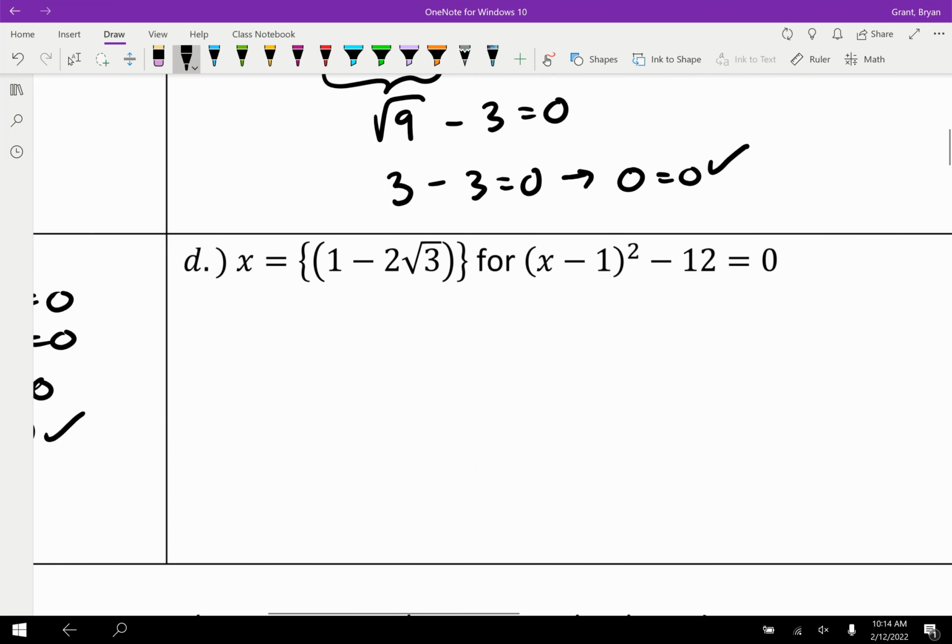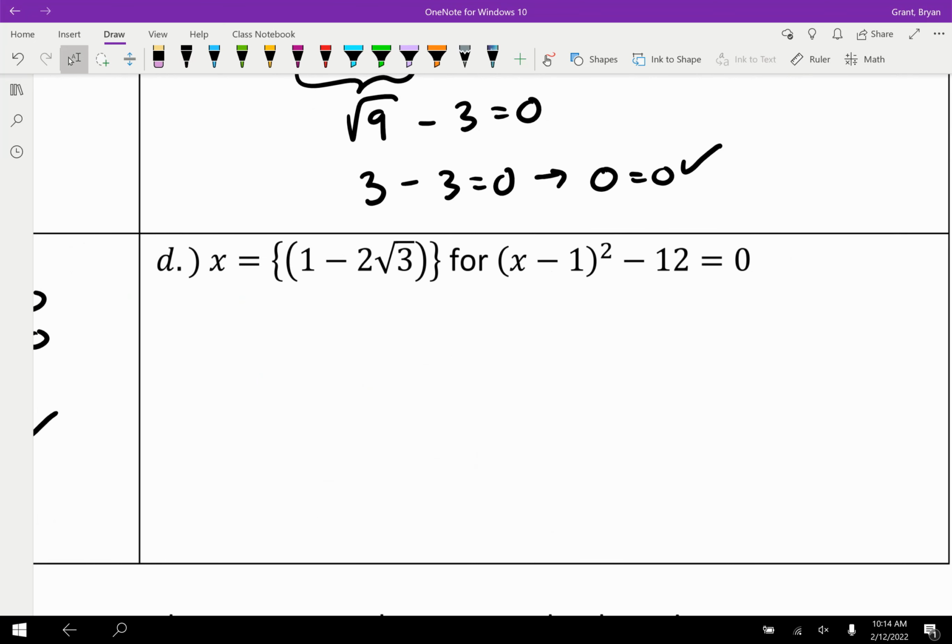Last but not least, this one looks scary. The answer is 1 minus 2 times the square root of 3. All right, well, let's do the same thing. So we have a big gap for x here. I'm going to do a second set of parentheses. Minus 1 squared minus 12 is supposed to equal 0. 1 minus 2 square roots of 3.